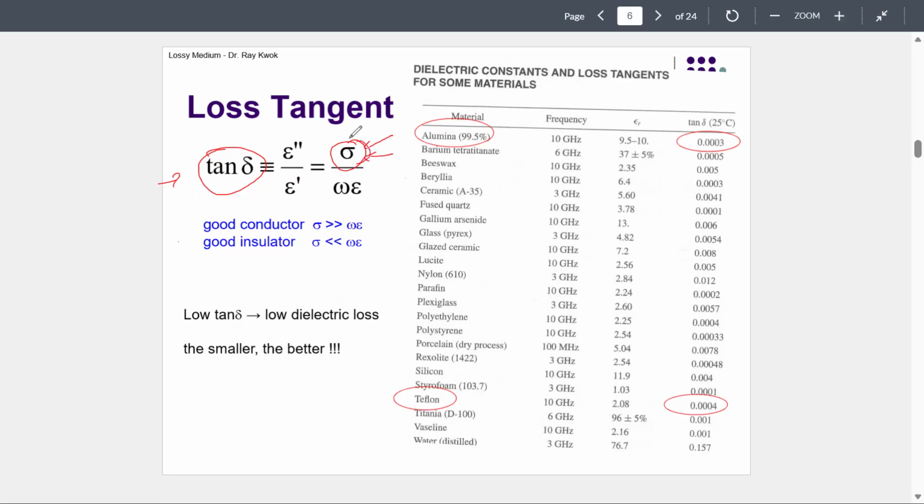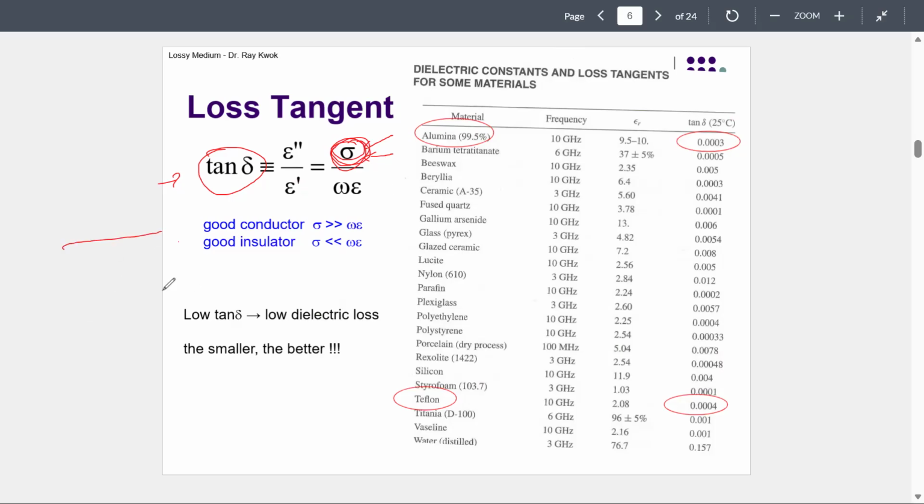Why do we say low conductivity is good? Isn't good conductivity a good conductor? So what are we talking about here?